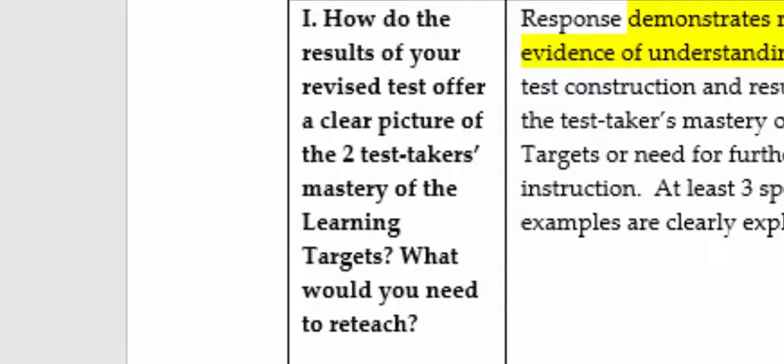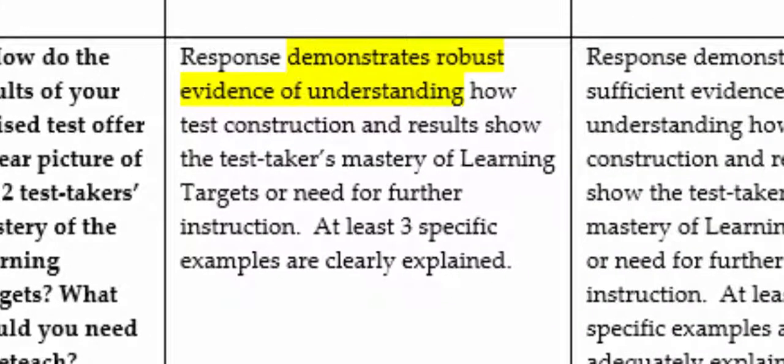Okay, the 3-point score says response demonstrates, quote unquote, robust evidence of understanding how test construction results show the test taker's mastery of learning targets. So the key there is learning targets. You have to use at least 3 specific examples and explain them clearly.